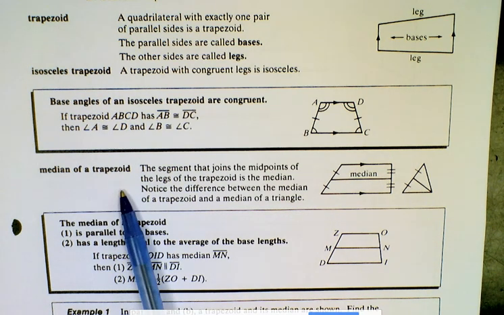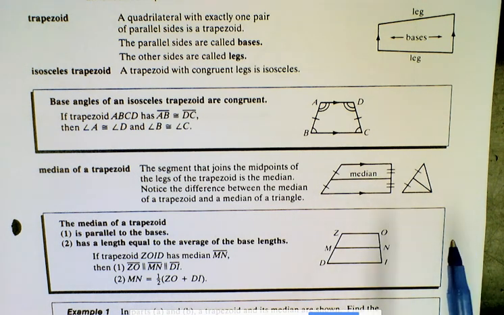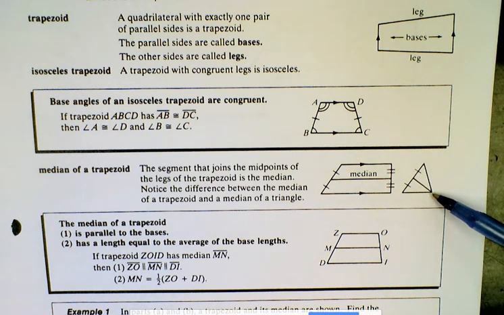Many of the problems that we're going to look at deal with the median of a trapezoid. The median connects the midpoints of the two legs. It's different from the median of a triangle because the median of a triangle goes from one vertex to the midpoint of one of the sides.